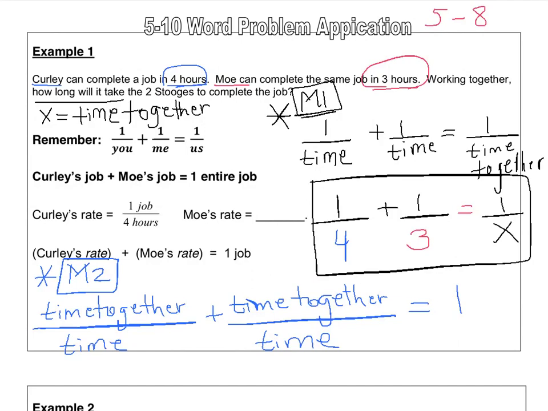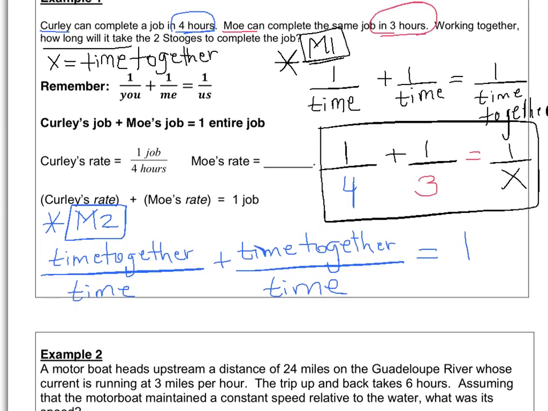So let's see how we can apply this. The time together is x, I don't know it, over the first person who takes 4 hours to do the job, plus the time together, which is x, this is what they need, over the time that the second person needs to finish the job, which is 3 hours. Together, it will be equal to 1.